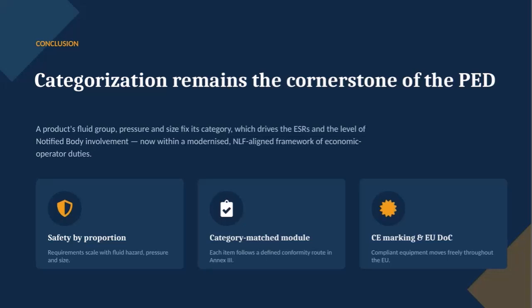The category dictates the essential safety requirements and the extent of involvement required from a notified body, all within a modernized framework aligned with the new legislative framework, which emphasizes the responsibilities of economic operators. Safety measures are proportionate. The requirements scale according to the fluid hazard, pressure, and size, ensuring that risk is managed appropriately. Each product category corresponds to a specific conformity assessment module outlined in Annex 3, defining the pathway for demonstrating compliance. Once equipment meets these criteria, it receives the CE marking along with an EU Declaration of Conformity, which allows compliant products to move freely throughout the European Union market.